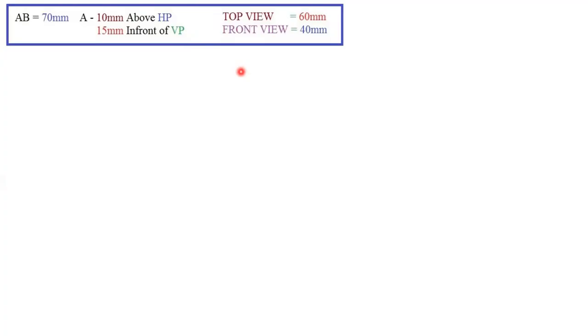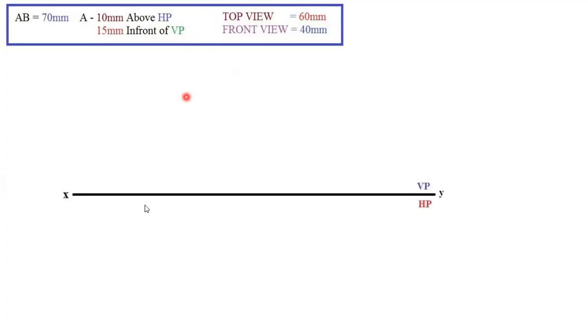So the first step is you need to draw a reference line. Draw a reference line and name it as X, Y. It can be in small or capital letters. Then above it we can say VP, vertical plane, and below the XY line is HP, horizontal plane.